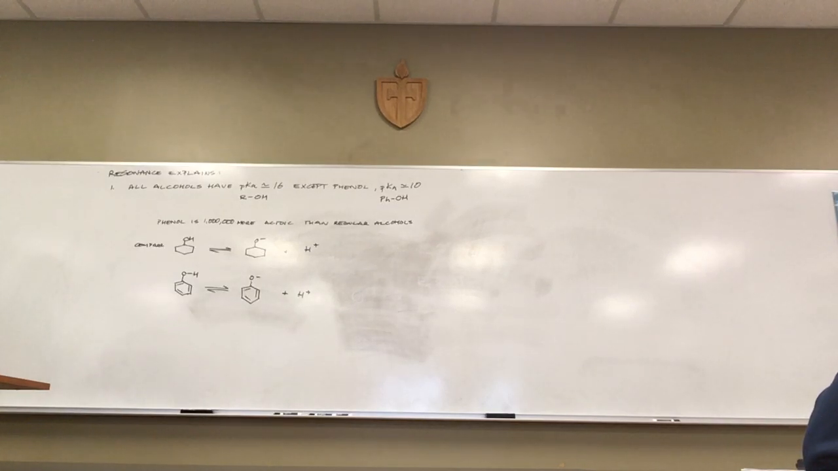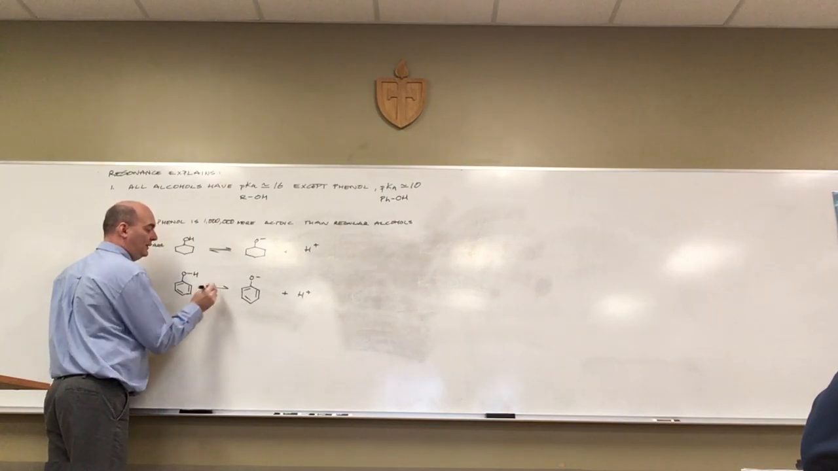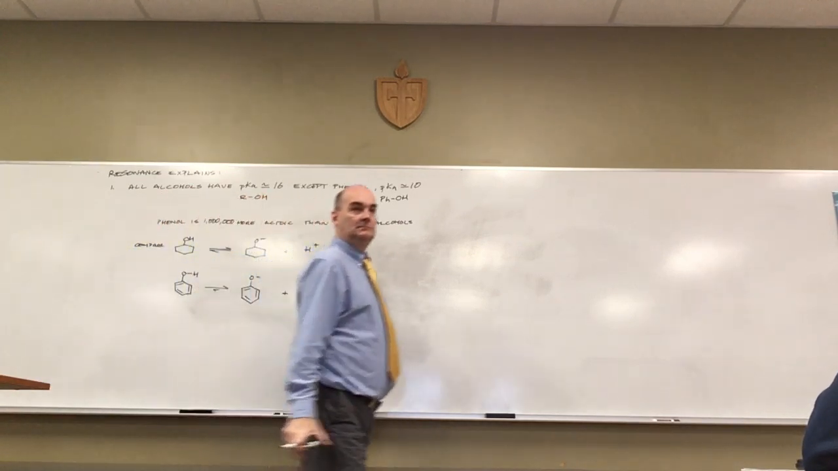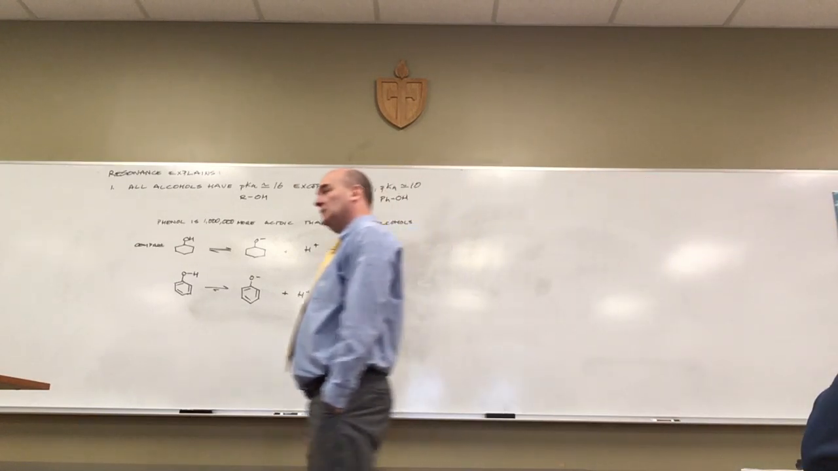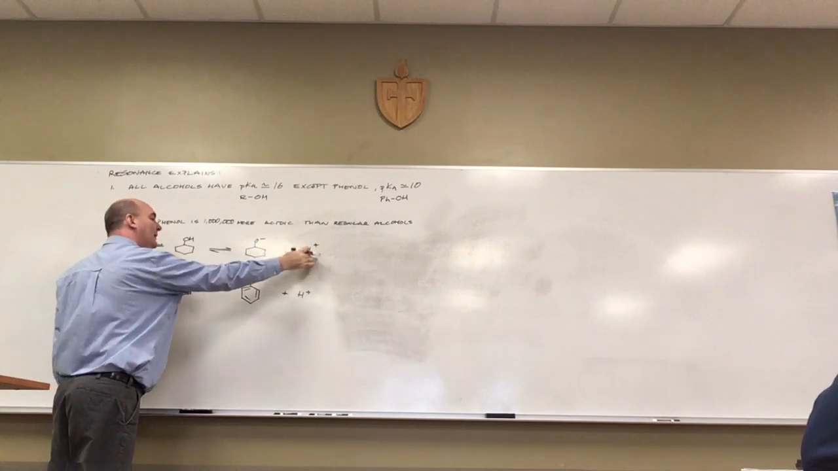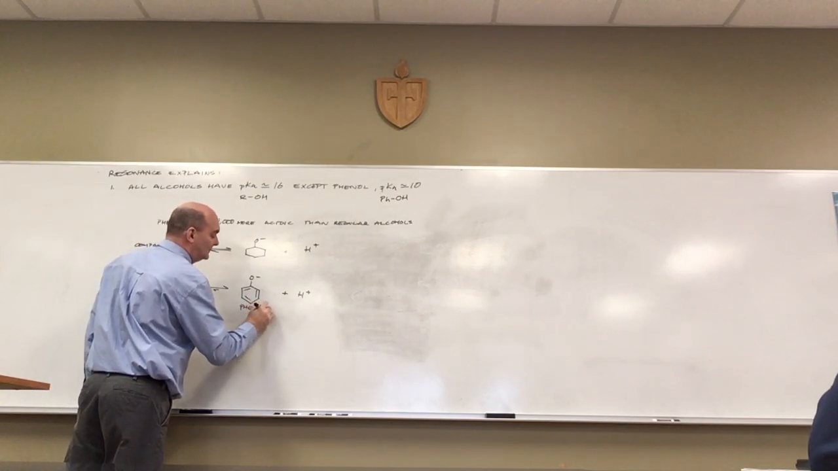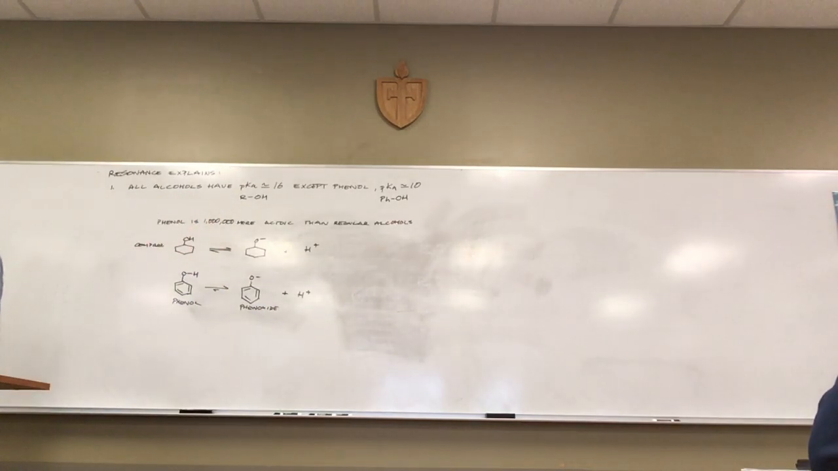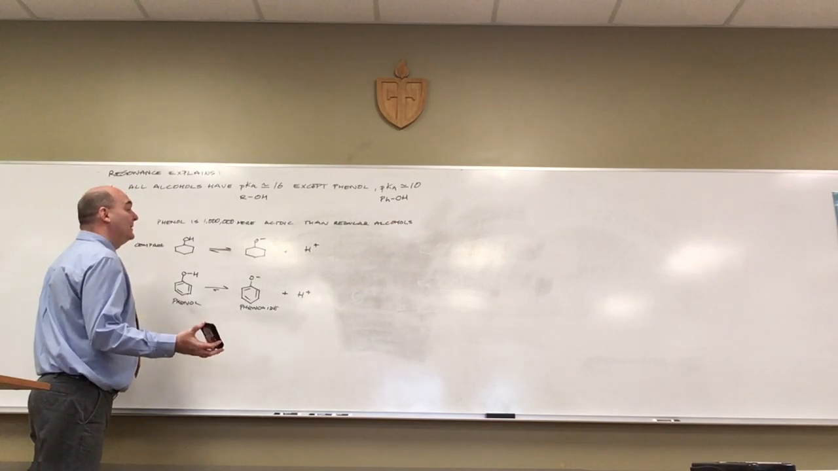But phenol, when it does the same thing, gets rewarded. That's 1,000,000 times more likely to happen for phenol than it is for cyclohexanol. Cyclohexanol would make cyclohexanoxide and the hydronium ion. And phenol makes phenoxide and the H+. We should explore what it is about phenol that makes that happen. So, resonance explains that all alcohols have pKa of about 16, except for phenol. Phenol has a pKa of 10, so it's 1,000,000 times more likely.